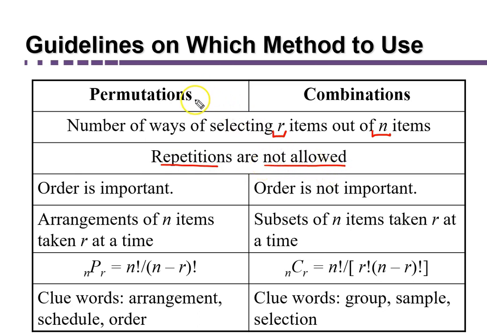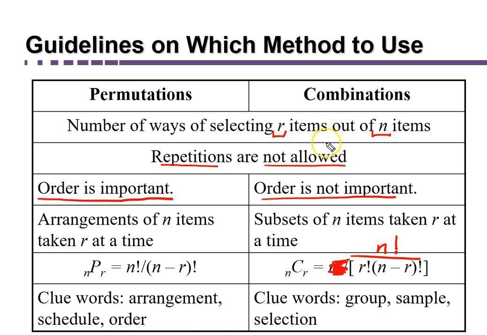Now, which one did we say order is important? Permutations. Which one order is not important? Combinations. And again, their arrangement of items, these are the formulas. Again, the N factorial should be on top here. I don't like the way they did that, but that's okay.